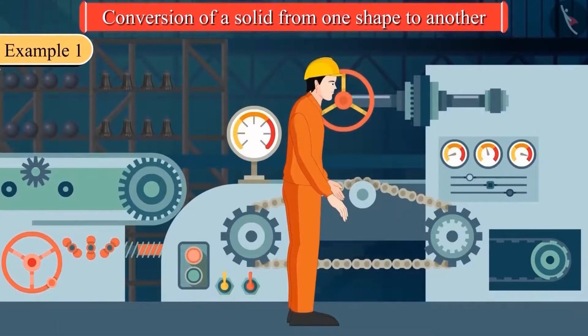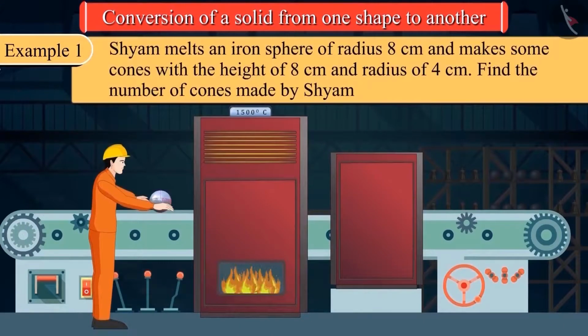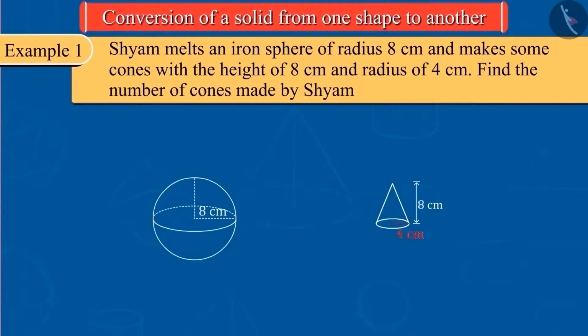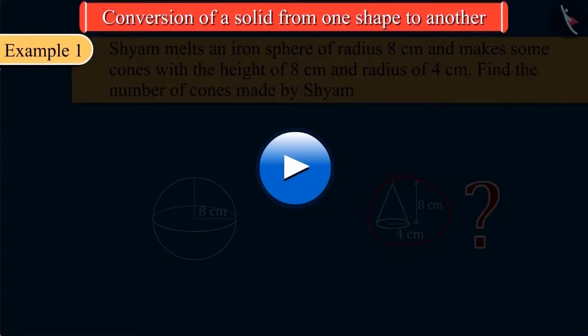Shyam works in an iron factory where iron objects of different shapes are made. One day, Shyam tries to melt an iron sphere of radius 8 centimeters and make some cones with a height of 8 centimeters and radius of 4 centimeters. Find the number of cones made by Shyam. Pause the video and try yourself. Then match your answer.